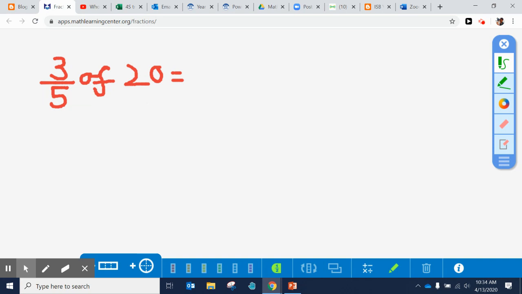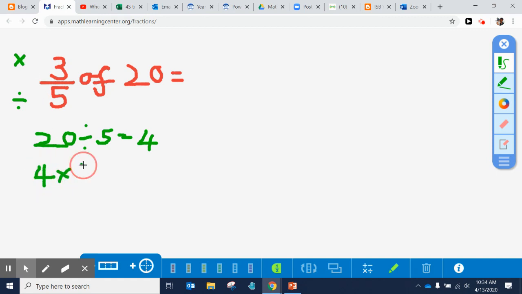3/5 of 20. What you can do is divide by the bottom and times by the top. I'm going to put divide there. I'm going to multiply here. So 20 divided by 5 is 4. Times by the top. 4 times 3 is 12. So when you're finding fractions of amounts, remember this saying, divide by the bottom times by the top.